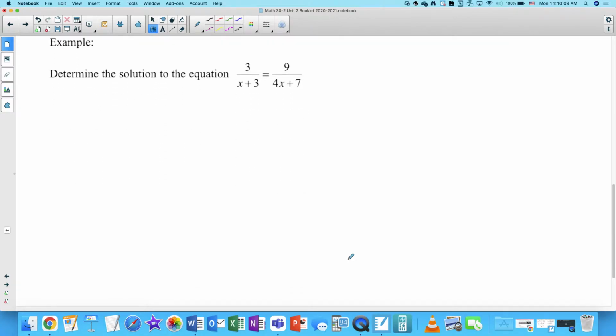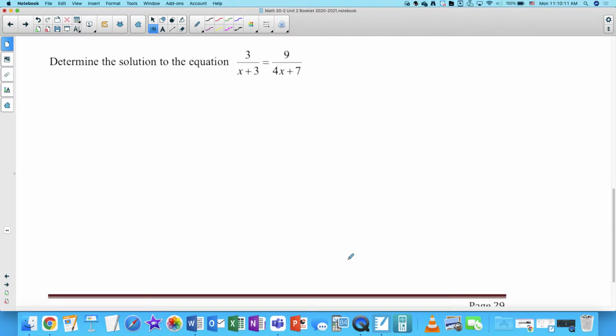Determine the solution to the equation 3 over x plus 3 equals 9 over 4x plus 7. First thing, can anything here be factored? No. Everything's fully factored, so that's good.